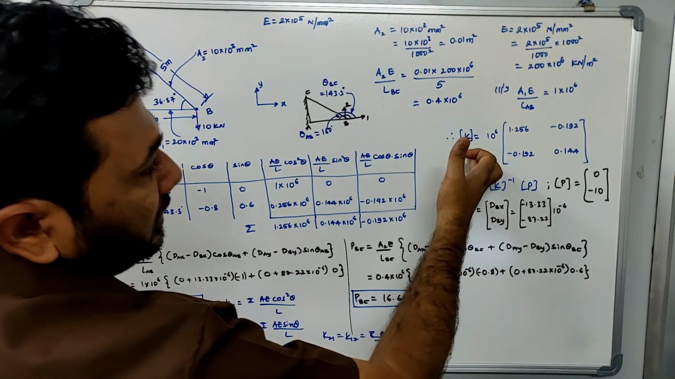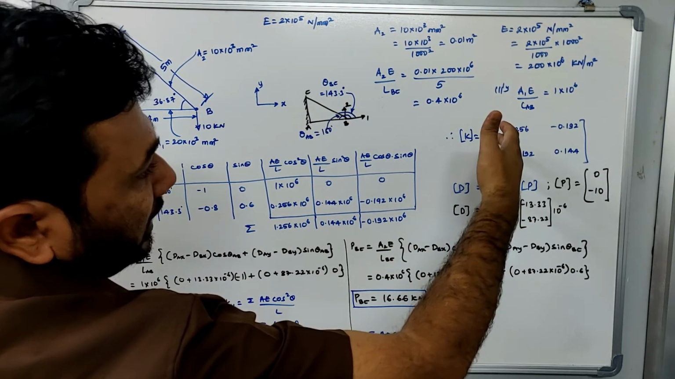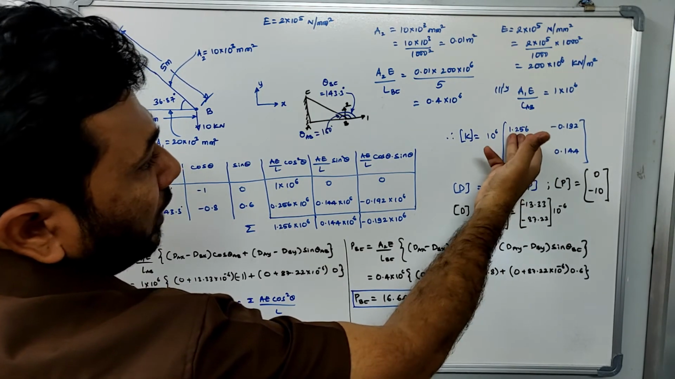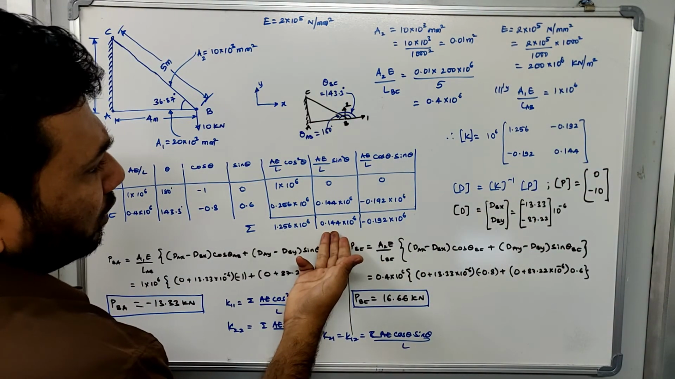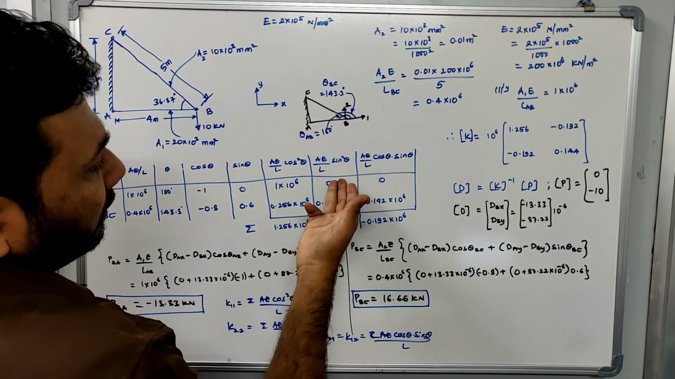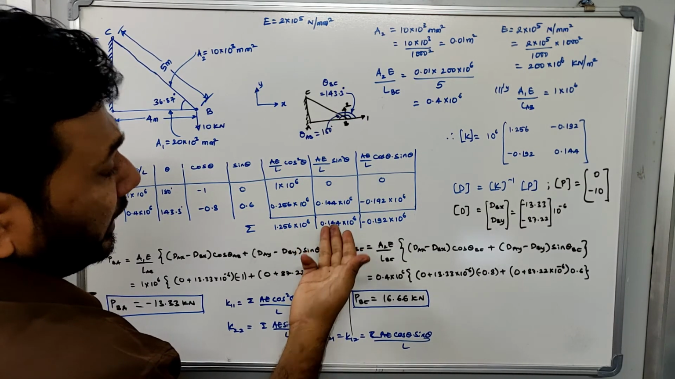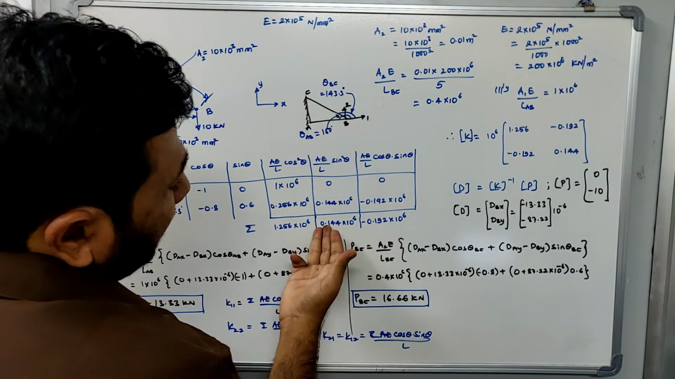See here, this is the stiffness matrix I have written. This is your K11. I have taken 10 raised to 6 common from all the terms. So what is your K11? K11 is 1.256, right? Now going to AE by L into sin square theta, we will take the sum of this. The summation of AE by L into sin square theta represents K22. So where is K22? This is K22. How much are you getting here?